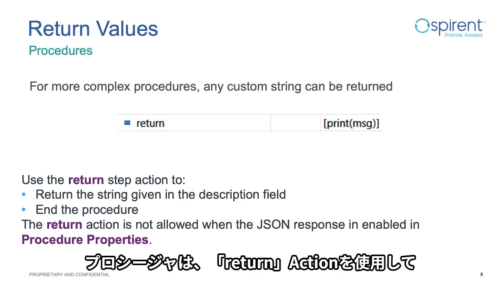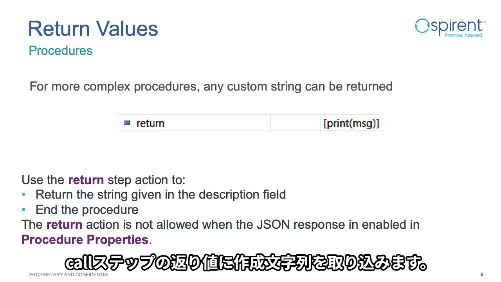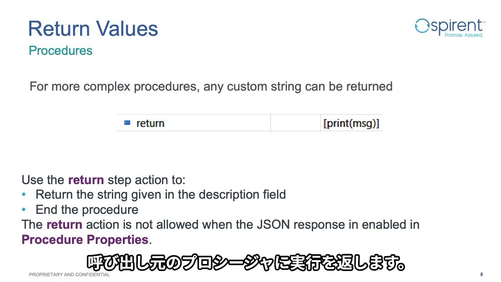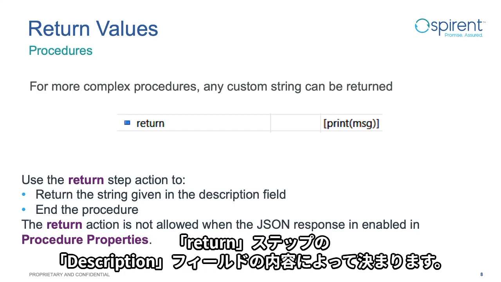A procedure can use a return step action to populate the response of the calling step with these strings. A return step stops executing the current procedure and returns execution from the current procedure to the caller. The return value is determined by the contents of the description field for the return step.